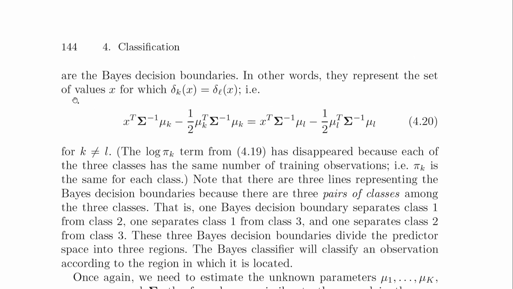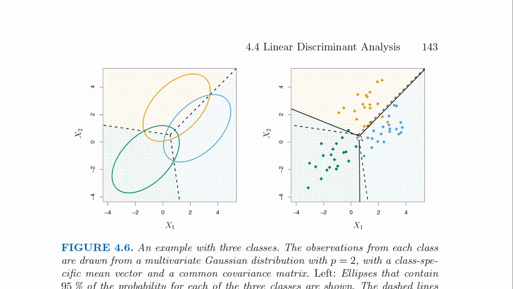The dashed lines are the Bayes decision boundaries. In other words, they represent the set of values for which delta K is equal to delta L. Right. That's where, exactly on the boundary, it could go either way. Classify it as a green, classify it as a blue.